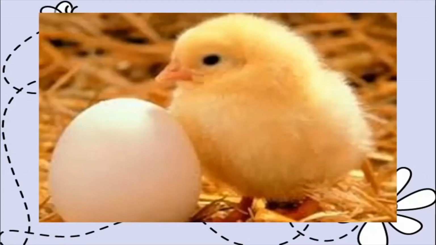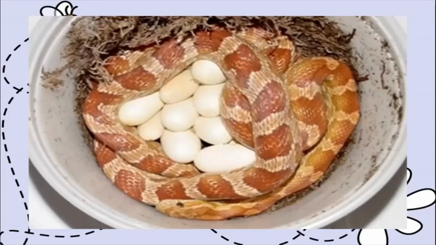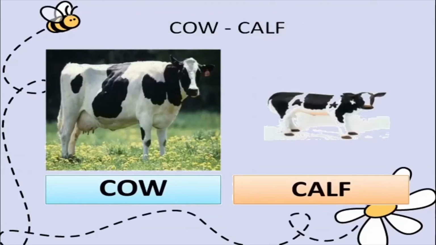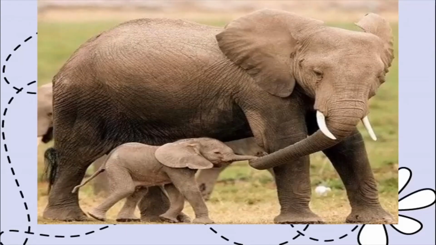Look at this animal, it lays eggs, na? See, this is a bird which has laid eggs. Even snakes lay eggs. And some animals give birth to their young ones. So the cow gives birth to the calf. The horse gives birth to the foal or to the colt. And you have the elephant, which gives birth to the elephant cub.